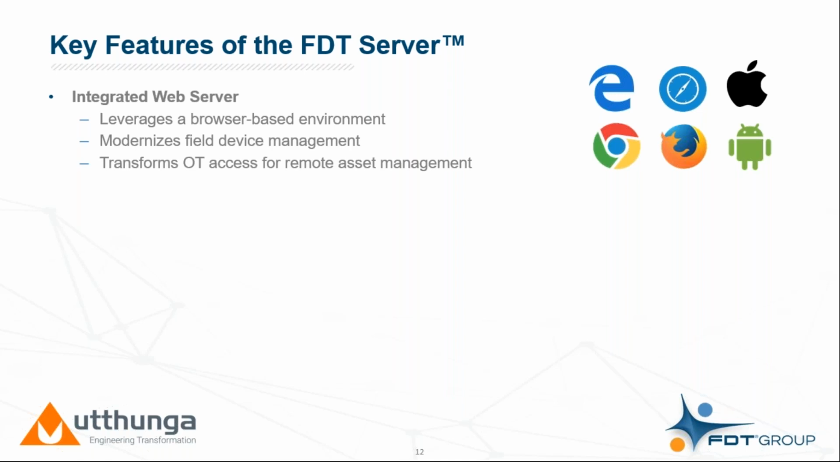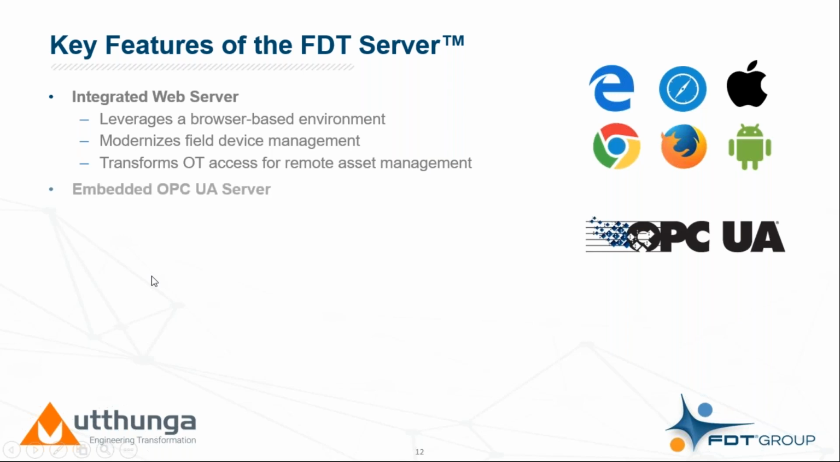One of the hallmarks of this is that it transforms the ability to access information from the factory network environment to be able to do remote asset management. You're no longer physically tied to a particular desktop or location to carry out your activities. The embedded OPC UA server is a standard OPC UA server, so you can connect to it with any OPC UA client as long as you have the right credentials and security privileges.